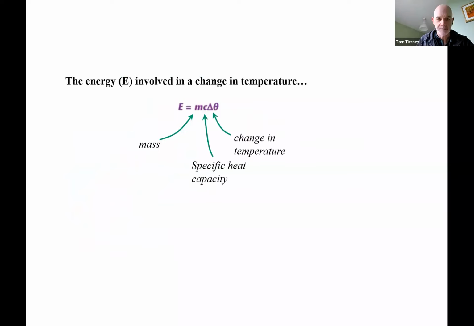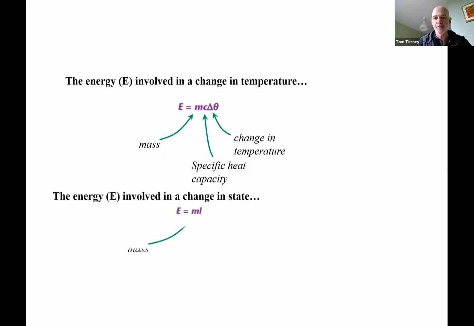There's a lot of background there, but mainly, know your definitions and know these two formulae. The energy involved in a change of temperature is mc delta theta. The energy involved in a change of state is E equals ml. Those two formulae or terms within formulae come up over and over and over again. Let's have a look at how that might happen.